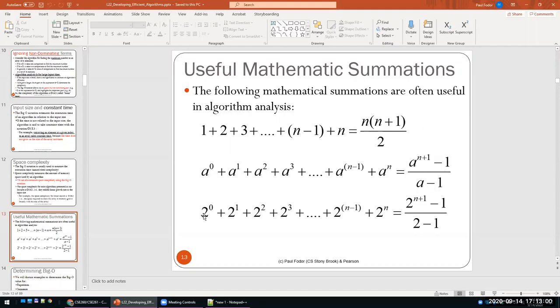In most cases we'll have binary search trees, so we have two branches, and on each branch we have two branches and so on. So the geometric sequence for a equal 2 will be equal to 2 to the power n plus 1 minus 1, divided by 2 minus 1, which is 1. And this is an exponential function. So basically the sum of all of the powers of 2 is really 2 to the power n plus 1 minus 1, which is O of 2 to the power n, if we are looking at the big O notation.